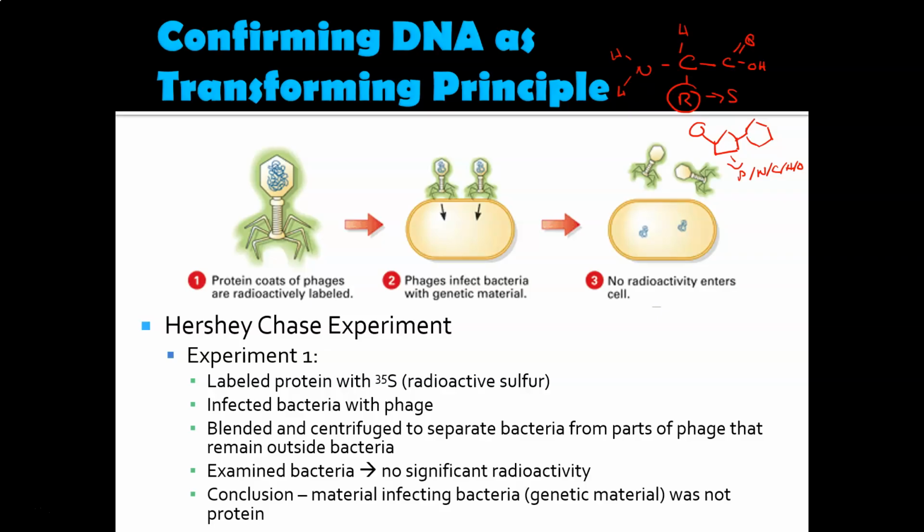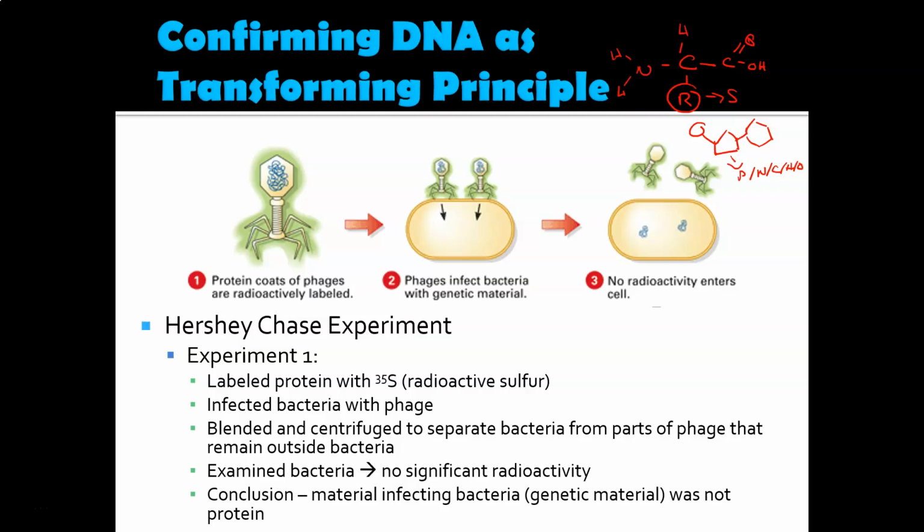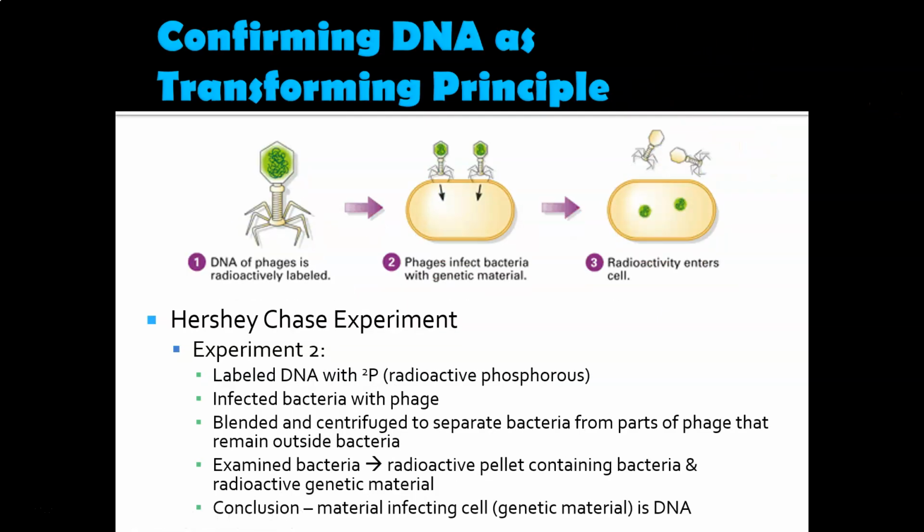So by this point, they've pretty much concluded that the infectious material is not protein. They could have stopped here, but they went one step further just to ensure that they understood how this worked. So they did another experiment, this time labeling the DNA with radioactive phosphorus. Going back to my drawing, there's phosphorus in this group here, but there's no phosphorus to be found in an amino acid. So we know it's only going to stick to the DNA, and we run the experiment again.